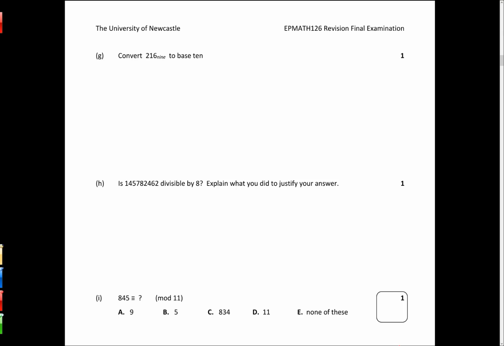Convert 216 base 9 into base 10. The main thing people have issues with here is that if I drew the boxes, they'll go, oh, I know this. And when I don't draw the boxes, they go, no, I can't do these. Draw your own boxes.